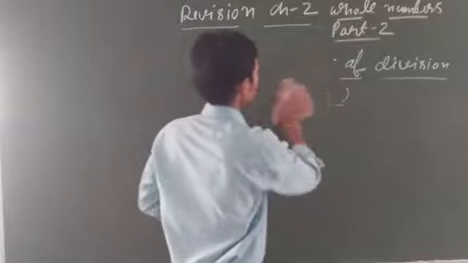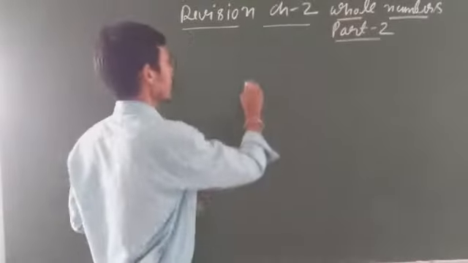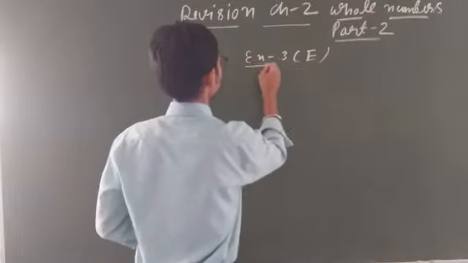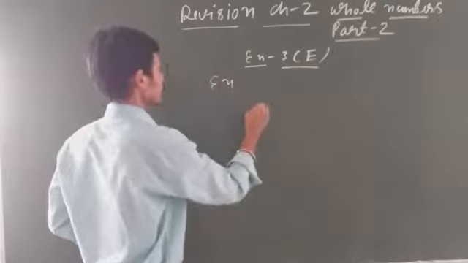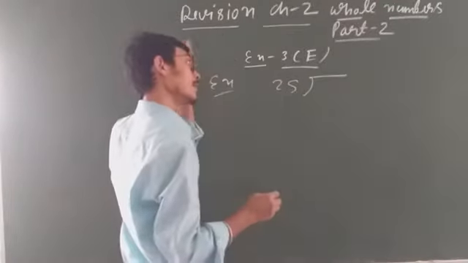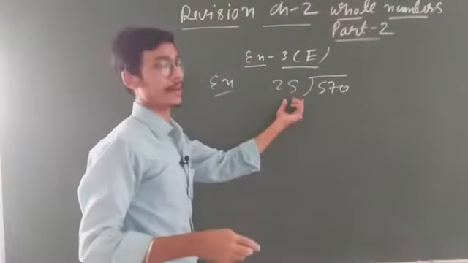So in this exercise, the division algorithm is given. Division algorithm, you know that. I am going to take one example. For example, 570 divided by 25.